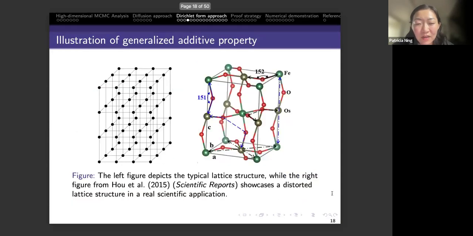Now let's observe the illustration of the generalized additive property. The left figure depicts a typical lattice structure, while the right figure is from a paper published in Scientific Reports in the year 2015. This showcases a distorted lattice structure in a real scientific application. In real life, a lattice is still somewhat restrictive. We can always relax that somehow.